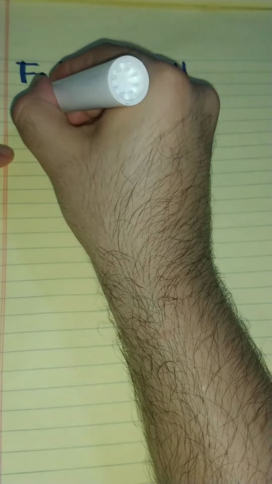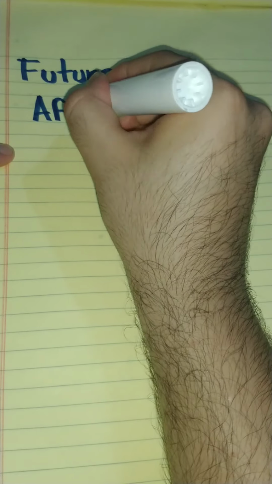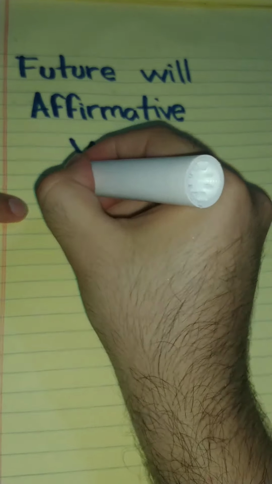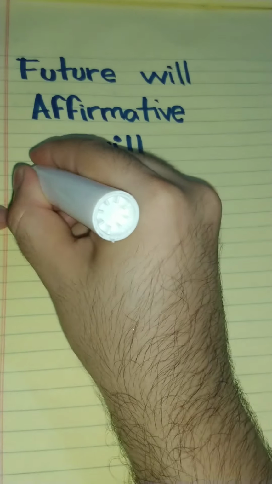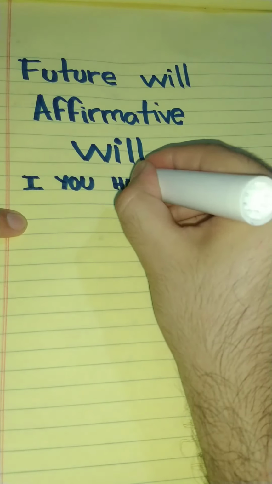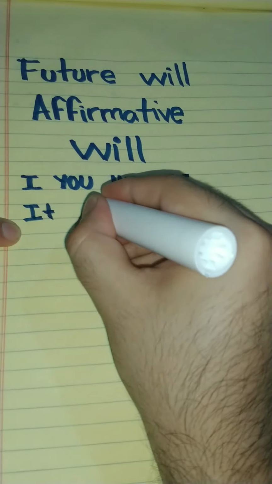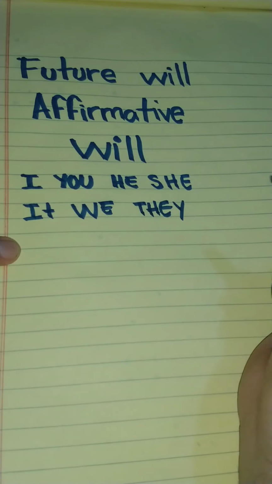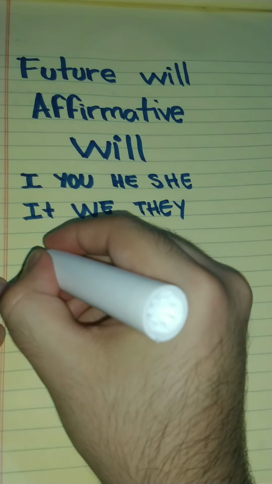Now let's check the future will. Let's start with the affirmative sentences in future will. We're going to use will for all the persons, okay? I, you, he, she, it, we, and they. Okay, so we're gonna use will for all the persons in English.